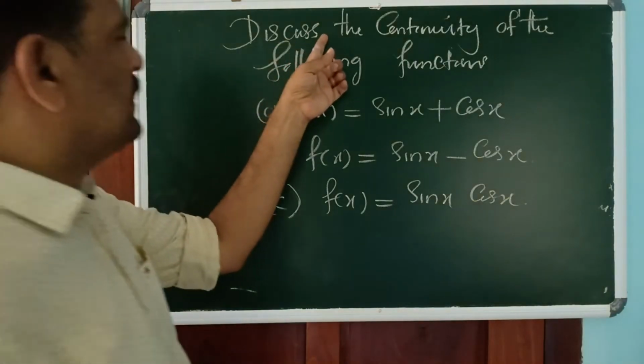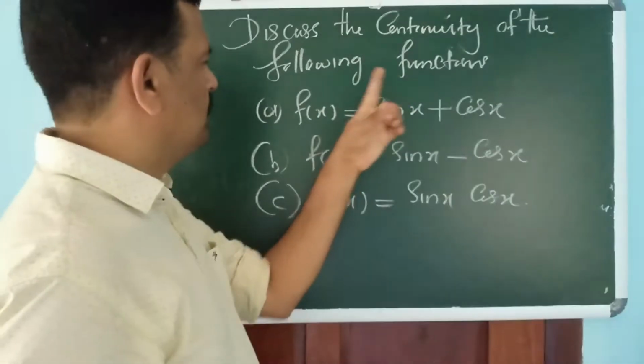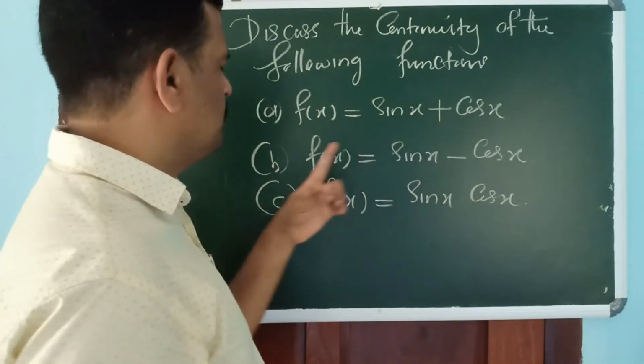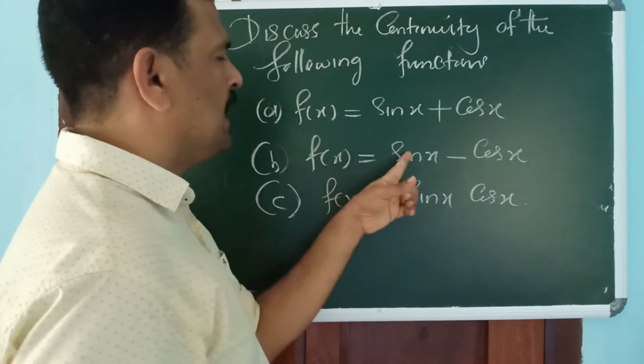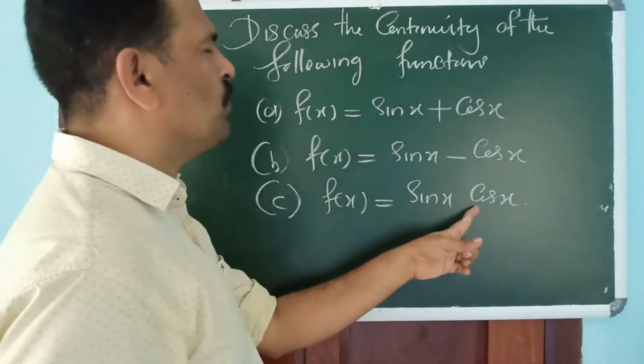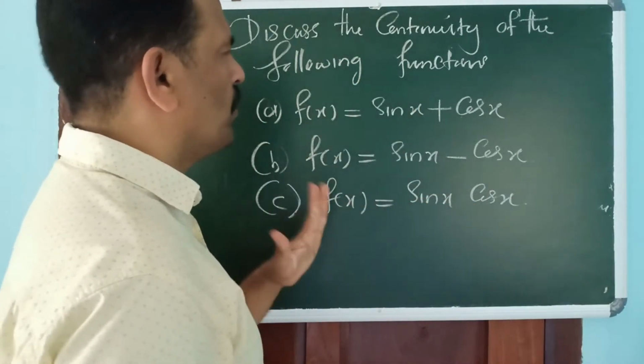Here is another question. Discuss the continuity of the following functions. A. f of x equal to sin x plus cos x. B. f of x equal to sin x minus cos x. C. f of x equal to sin x into cos x. We have to check whether these functions are continuous or not.